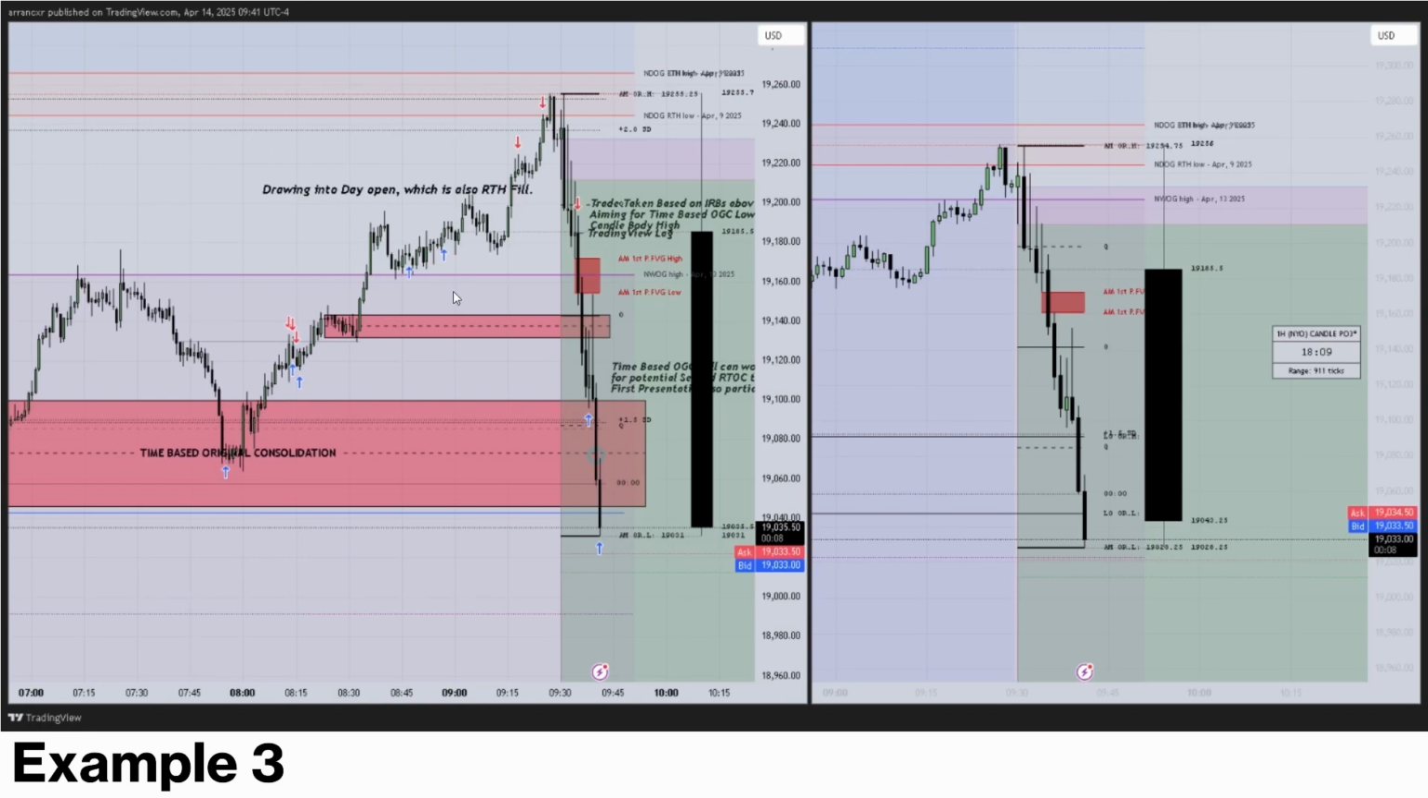And then let's talk about this example right here, okay? So 7 a.m. just struck right there, did frame my time-based initial consolidation. We can see that price did sweep the liquidity above, it did tap into an NWOG right here, and then price just dipped down to the time-based original consolidation. I had my long right here, and I took out at this buy-side liquidity right here.